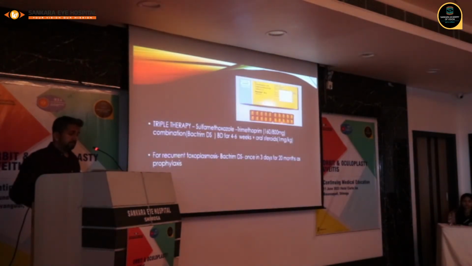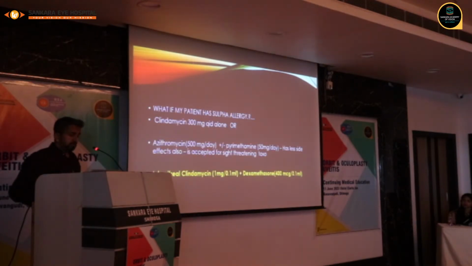Treatment is very simple. You can treat them with cotrimoxazole, which is a combination of sulfamethoxazole and trimethoprim, double strength. It is available as Bactrim DS. You give it daily for 4 to 6 weeks. Once you start it, after some 5 to 6 days, you can start the oral steroids also. It helps to control the vitritis. For recurrent toxoplasmosis, you can use Bactrim DS once in 3 days for a long term. If your patient has sulfa allergy and cannot tolerate sulfamethoxazole or cotrimoxazole, you give them clindamycin. You can also give azithromycin.